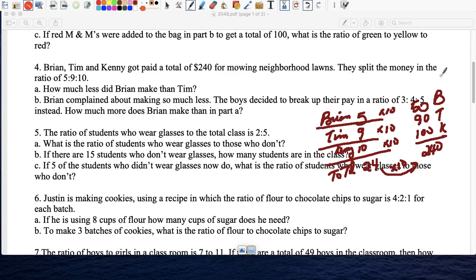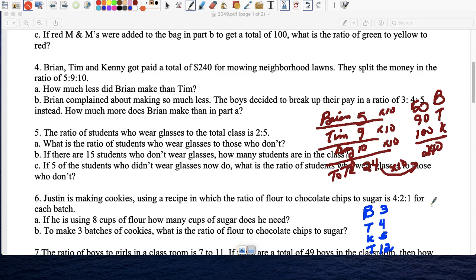Part B: Brian complained about making so much less. The boys decided to change their pay ratio to 3, 4, and 5. So how much more does Brian make than in part A? So if you split that in 3, 4, 5, now Brian makes 3, Tim makes 4, and Kenny makes 5, right? So that's the ratio. And the total, when it's a 3, 4, 5 ratio, is 12.